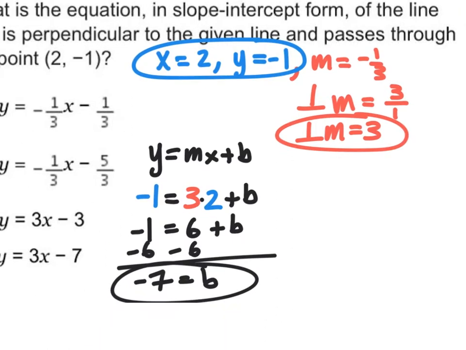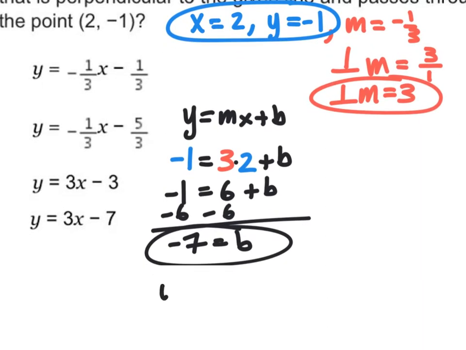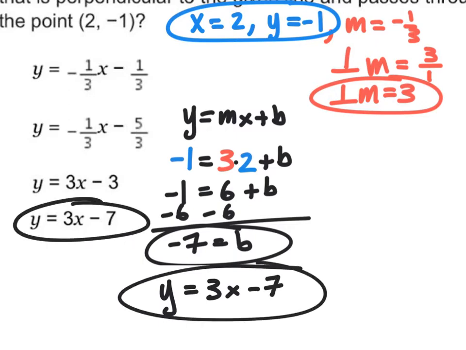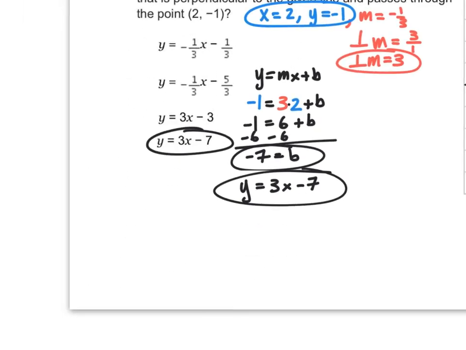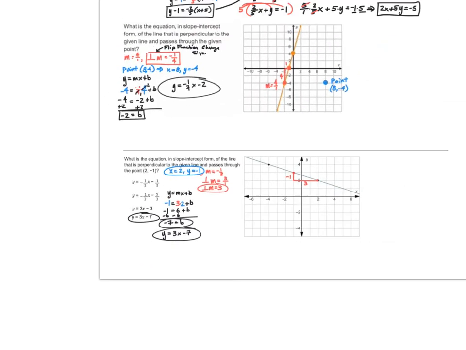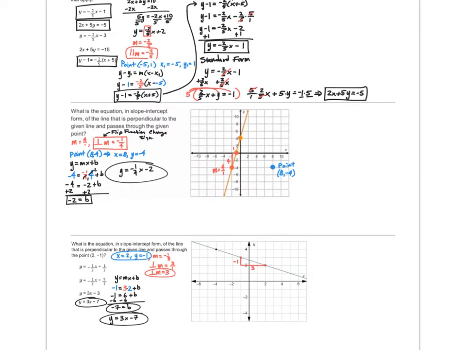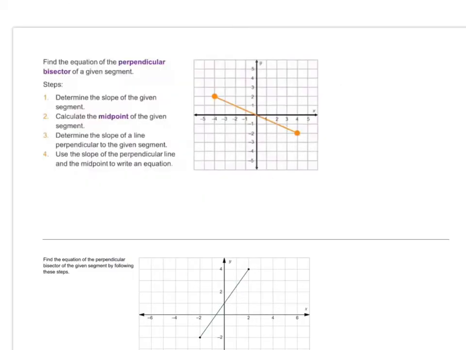All right, so now I just need to write my equation, and that equation is going to be y is equal to 3x minus 7. And that's what we've got, and that's my answer right here. Okay, so that's all we're doing. Pretty easy stuff you've probably done before, but we just want to review it and make sure you know how to do it.